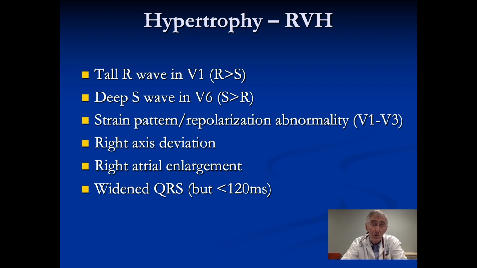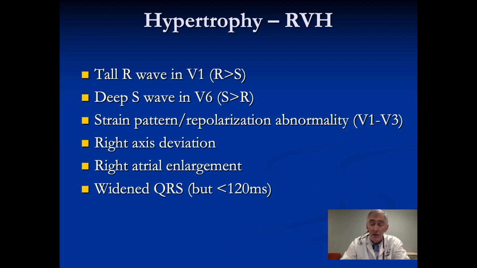Now the deep S wave in V6 is because all of the forces are now going away from V6 because of the right ventricular hypertrophy, so you get an S greater than R in V5 and V6. So it's just the opposite.